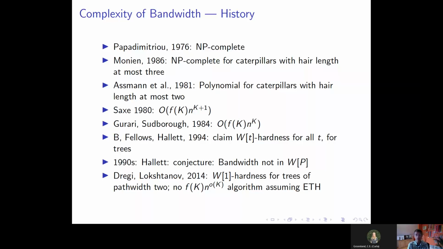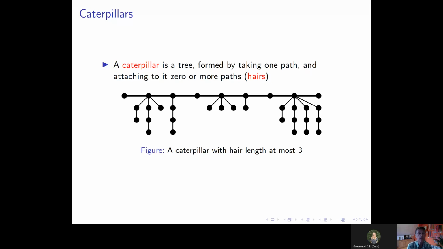And this paper is the first time that we actually write down the proof of this claim for a slightly more restricted class of trees. Also, in the 1990s, Mike Hallett conjectured that bandwidth actually does not belong to the class W[P]. In 2014, Dregi and Lokshtanov showed that bandwidth is W[1] hard for trees with pathwidth 2, and they also show that there is no n to the little o of k algorithm for bandwidth assuming the exponential time hypothesis. So now let's tell what is a caterpillar.